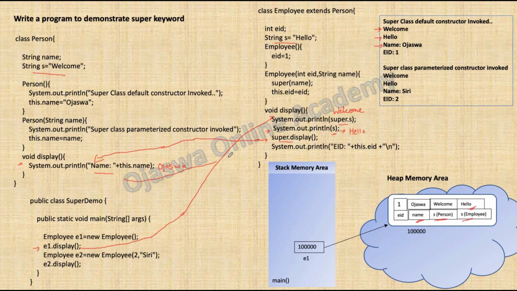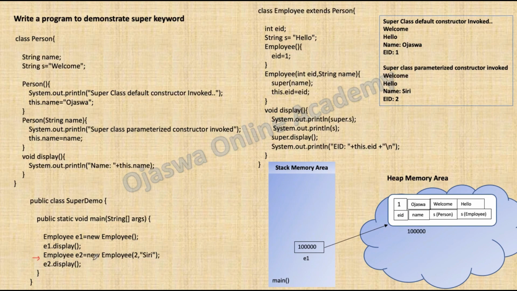After this execution, control will go back and the next statement executed is system.out.println eid colon this dot eid, which will retrieve value 1 from instance variable eid, and this will be printed to the console along with a new line. \n denotes a new line. So new line is added to the console.